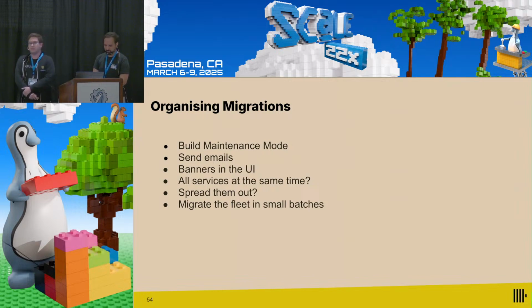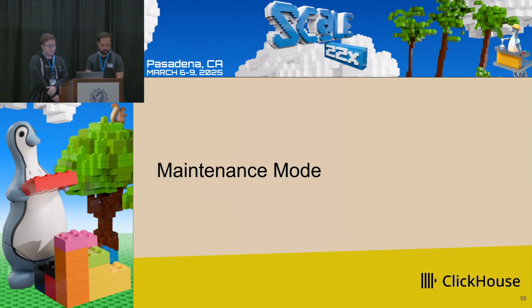And then we had some questions for ourselves. How do we want to actually run these migrations? Should we do them all at once, or spread them out? We could have concerns like cloud capacity and other issues. And so we decided to migrate them in batches. And we also encountered some issues, which we'll go into, which made us spread it out even further.